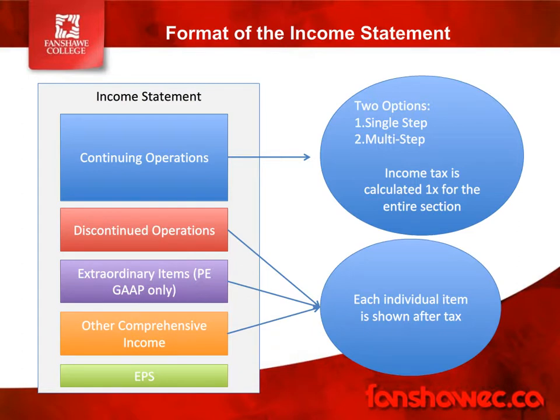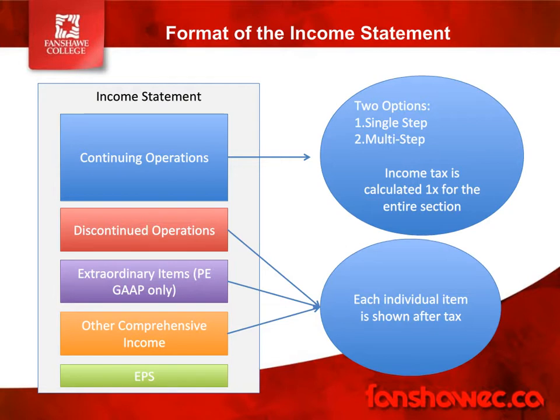Okay? So with continuing operations, we would start with some revenues and we would subtract some expenses. Depending on if we're doing single step or multi-step, you might have a cost of goods sold and a gross profit margin breakdown in there. But at the end of the day, we're going to show all the raw numbers, calculate a subtotal, and do the tax once. Well, for discontinued ops, extraordinary items, and OCI, we are going to show each individual item separately, and we're going to show it after tax.